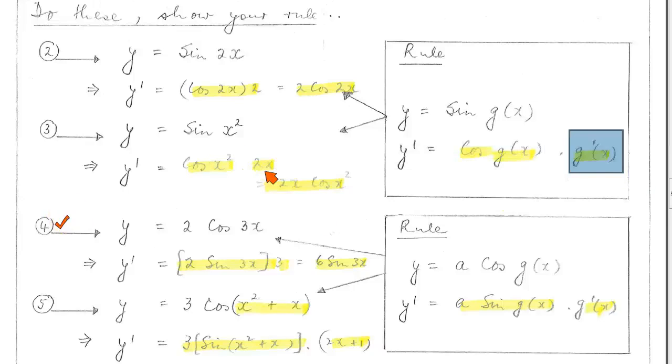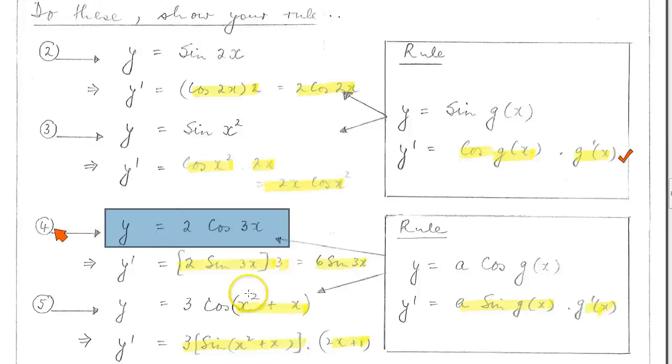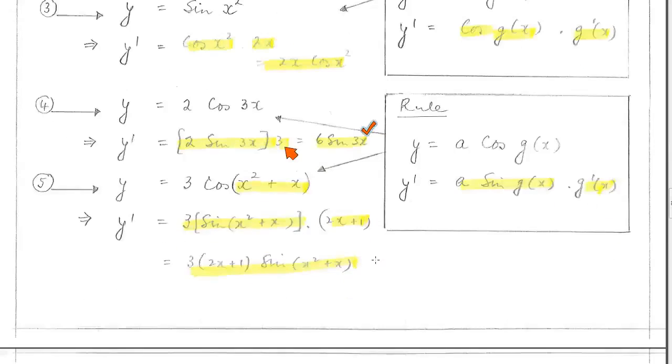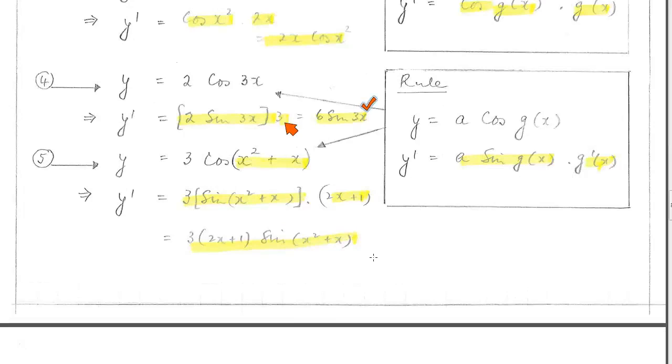Okay, number 4. Y equals 2 cos 3x. Now I've got a number in front of the cos 3x here. No big deal, it stays there. Y dash becomes 2 sine 3x. But I've got 3x, not x. So differentiate the 3x. You get 3. And I need to multiply the 2 sine 3x by 3. And that lands up with 2 3s are 6 sine 3x. The 3 goes in the front. Okay, don't multiply the 3x by the 3. Multiply the sine 3x by the 3. Okay, you try number 5.